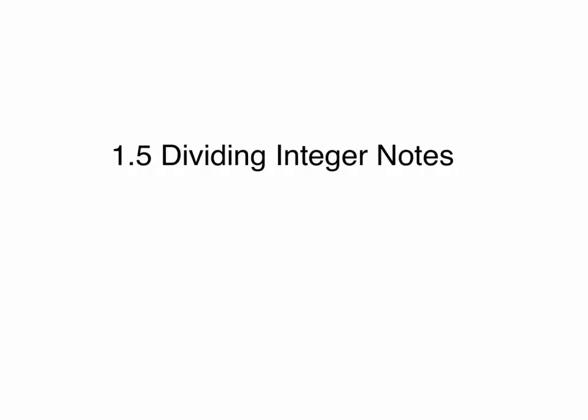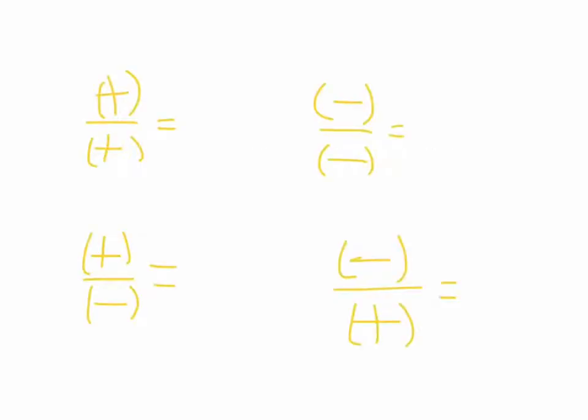Alright, today we're going to talk about 1.5, dividing integer notes. These are very similar to the multiplying integer notes. If you do a positive divided by a positive, you get a positive. This is what you've been doing for years, so 20 divided by 4, stuff like that. If you do a negative divided by a negative, you're also going to get a positive.